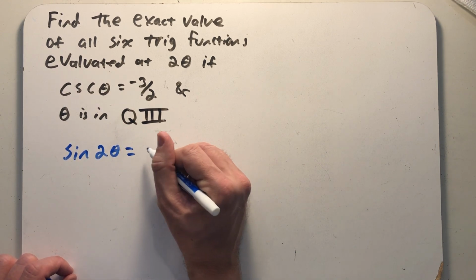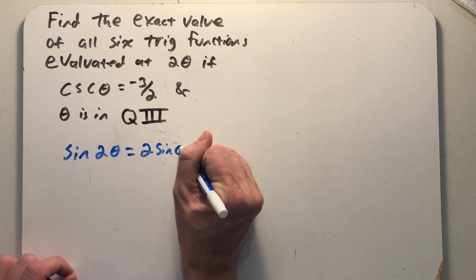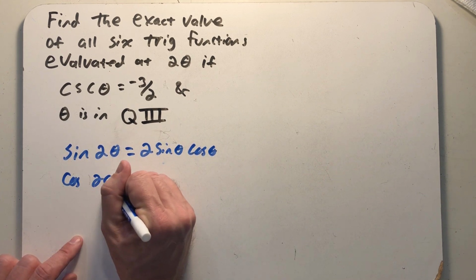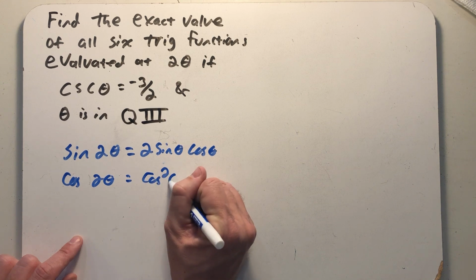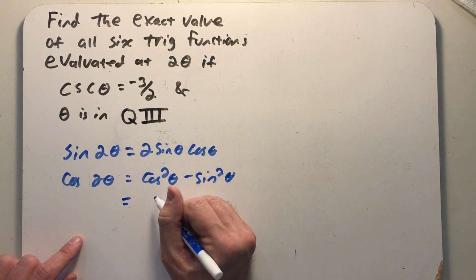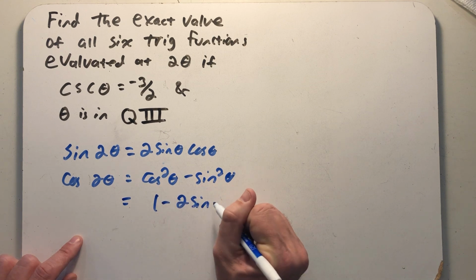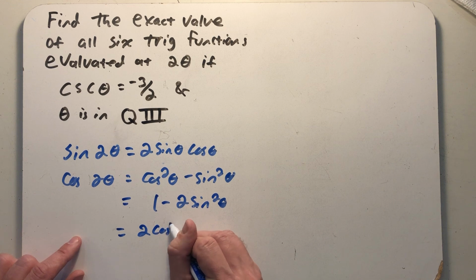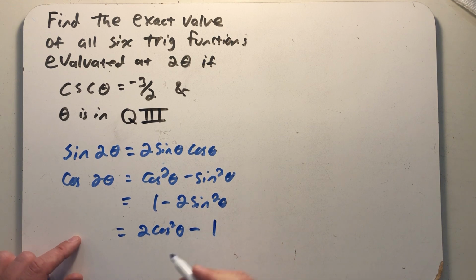I know the sine of 2 theta is equal to 2 times the sine of theta times cosine theta. And the cosine of 2 theta is equal to cosine squared theta minus sine squared theta, or 1 minus 2 sine squared theta, or 2 times cosine squared theta minus 1.